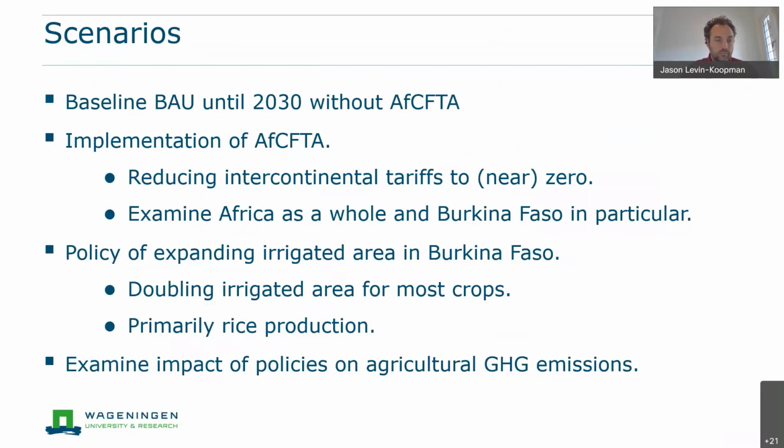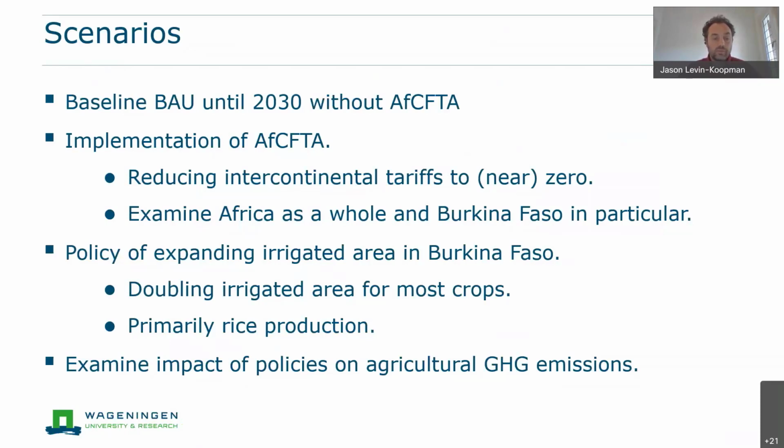Then we have another scenario of expanding irrigated area in Burkina Faso. This is a hypothetical scenario of doubling irrigated area for most crops, and we only do this for crops that are currently both irrigated and have rain-fed production. So if in our database a crop is only in rain-fed production, or if it is fully irrigated, like sugarcane production in our database, then we do not increase irrigated areas.